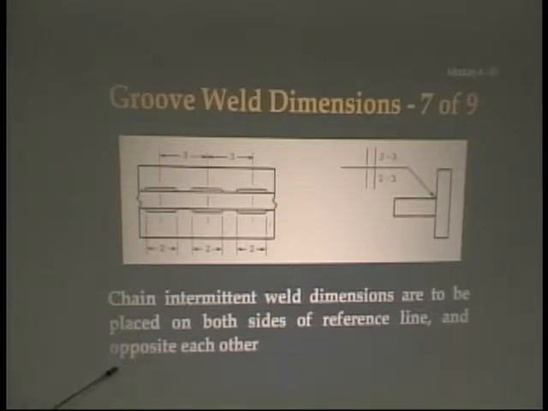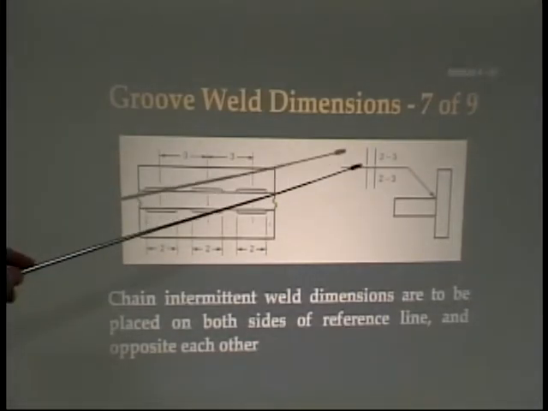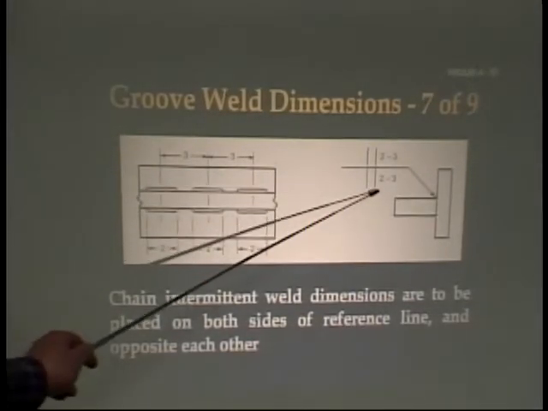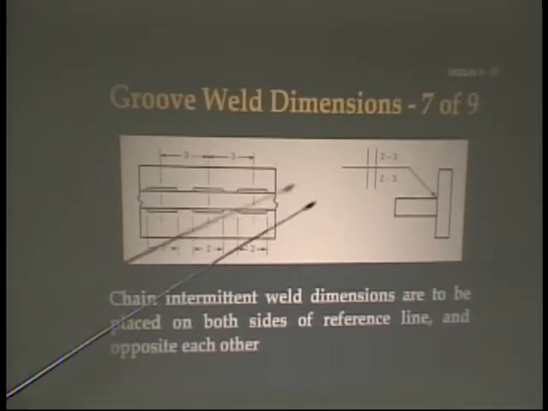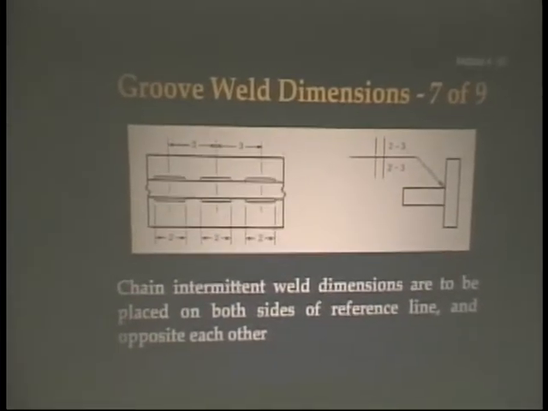Chain intermittent weld dimensions are to be placed on both sides of reference line and opposite each other. So here we have the square groove, and it shows that we have a 2-inch weld, and they're going to be 3 inches from center to center.